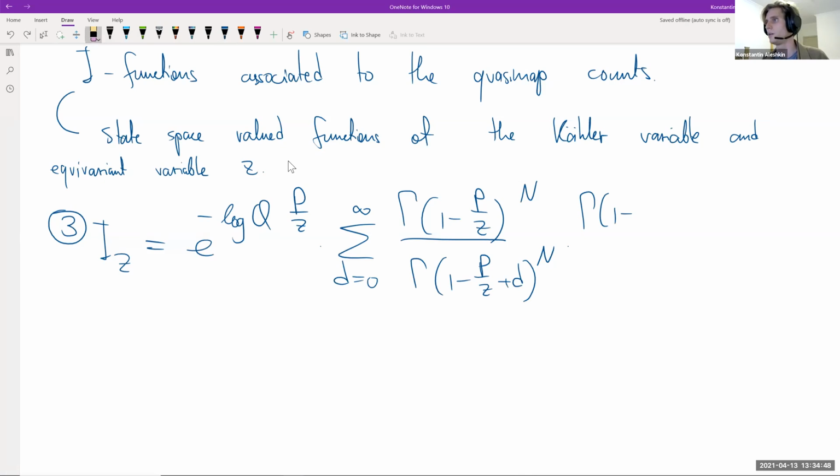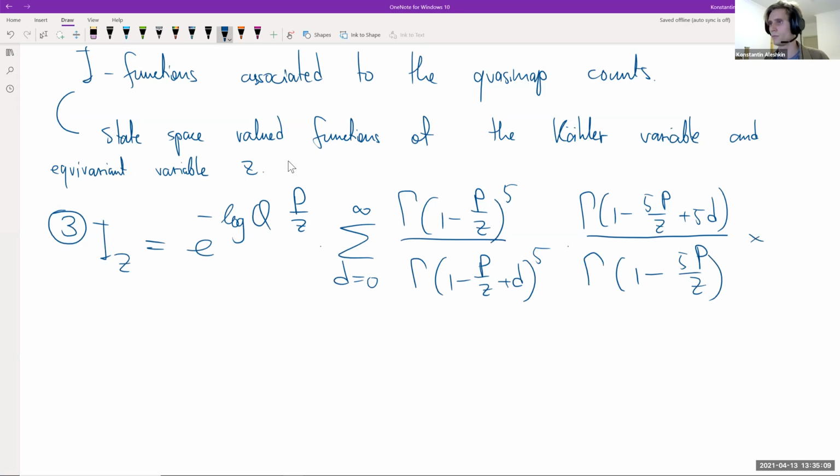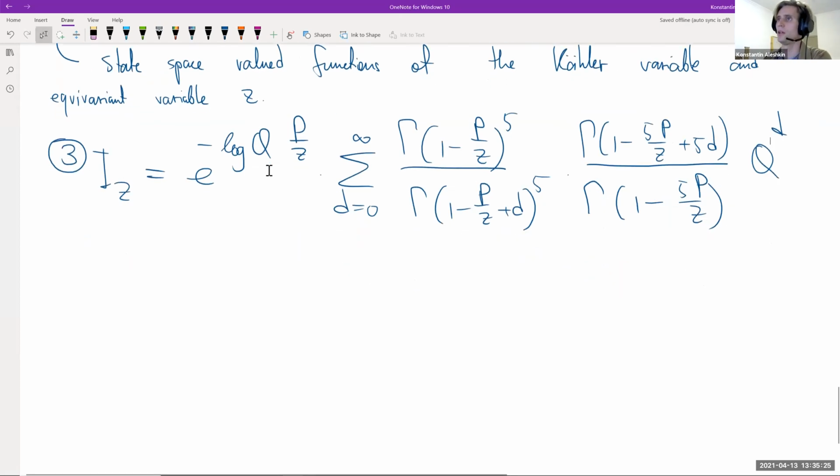Okay, sorry. I'm actually trying to write it more general, but now I'll just do it for the quintic. All right. Actually, I don't need to use 2 lines for that. Q power D. So, what is written here?